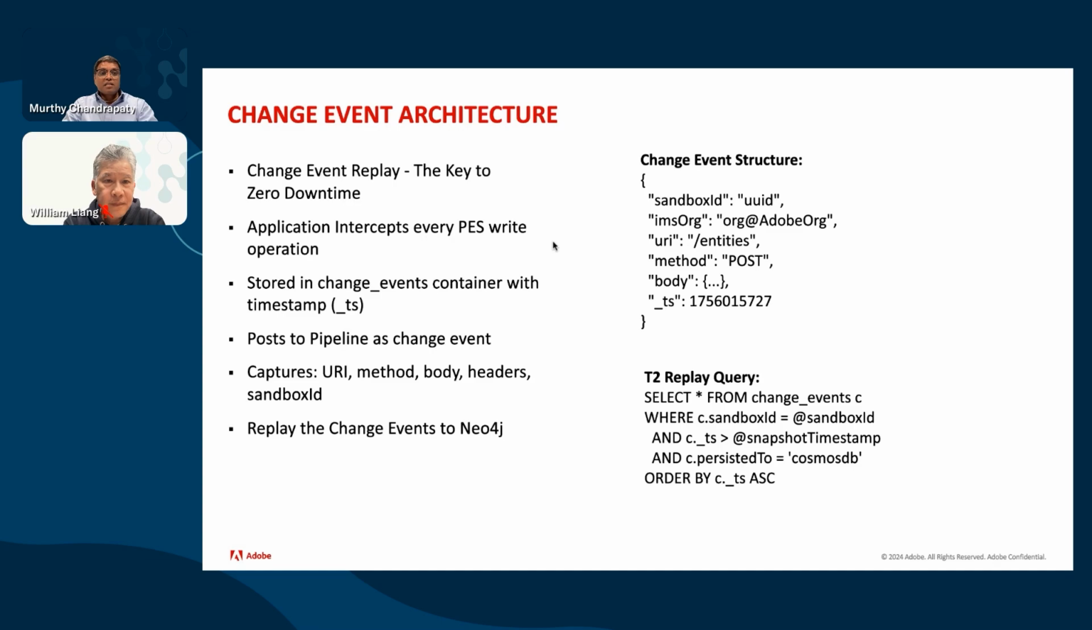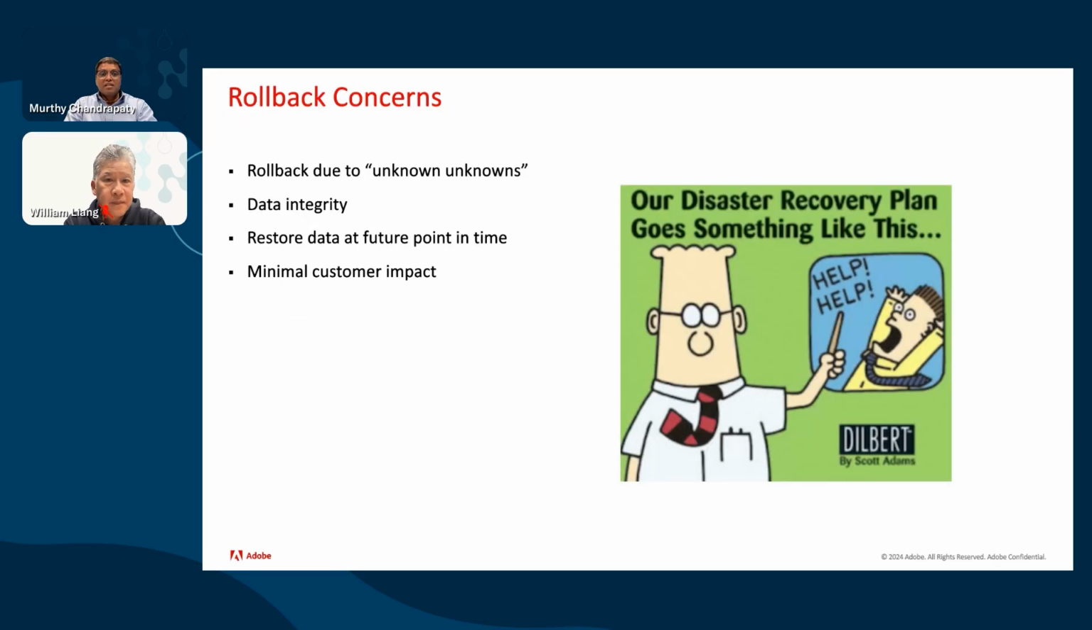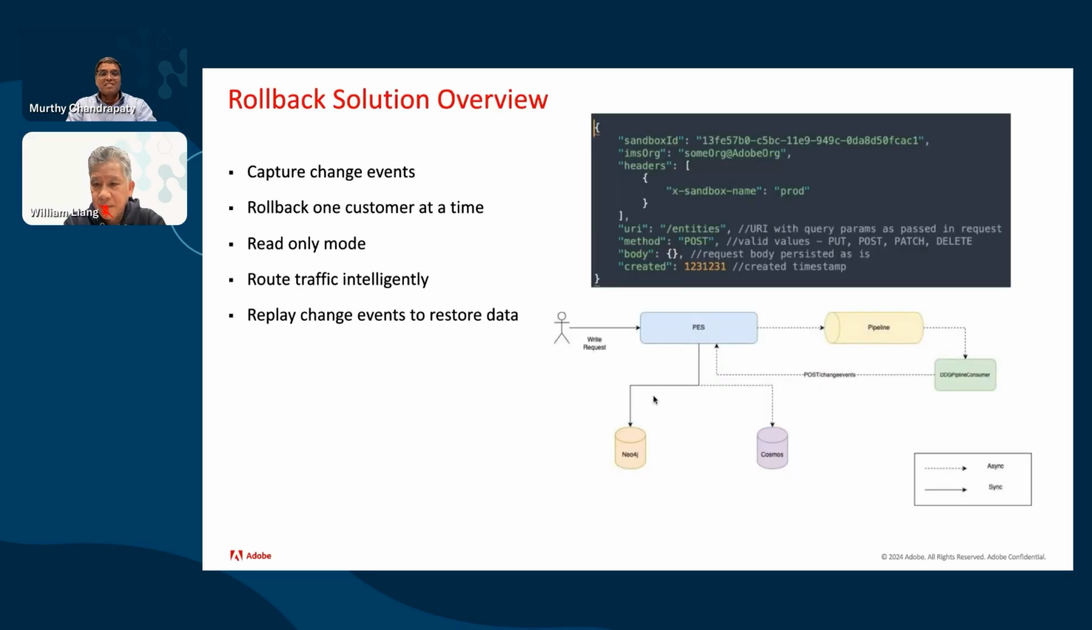The key of this architecture relies on the change event, and how we captured it. Every write gets captured into Cosmos DB's change event container, where we store the change events. During the T2 phase, or forward mirroring to Neo4j, we replay each and every change event that we captured in the exact order. This also gave us rollback capabilities. If any unknowns come up, we can roll back to Cosmos DB successfully and without any data loss.